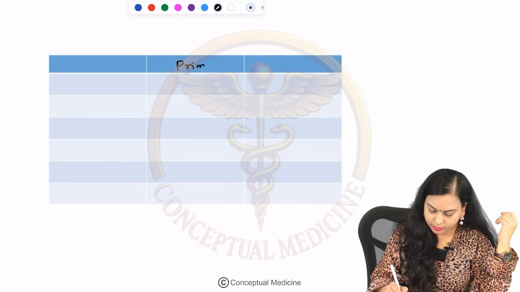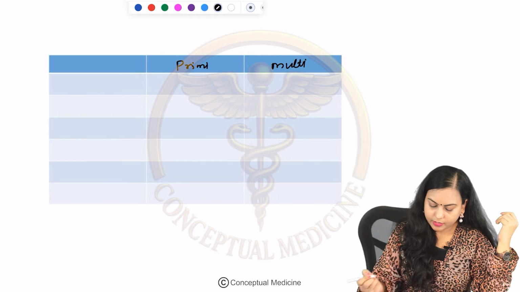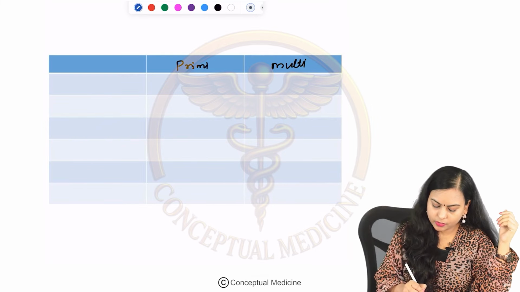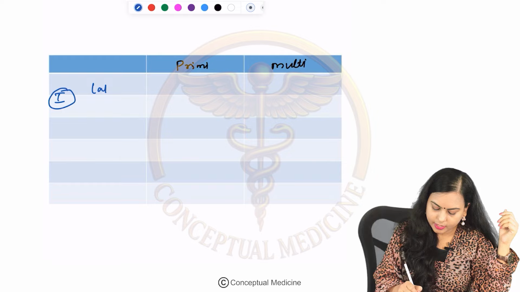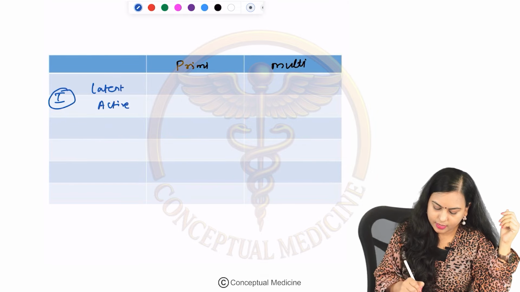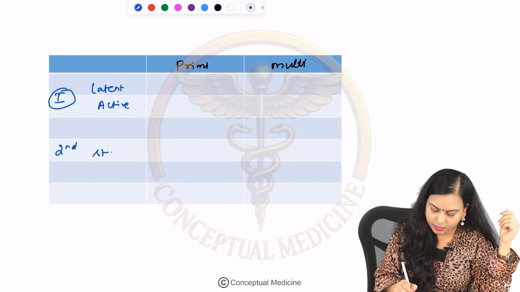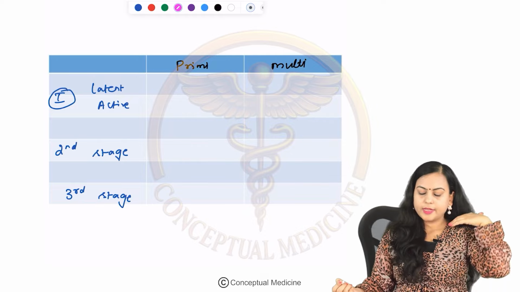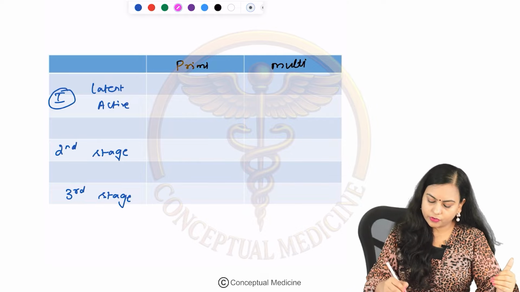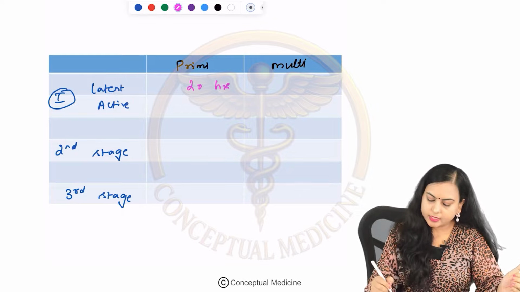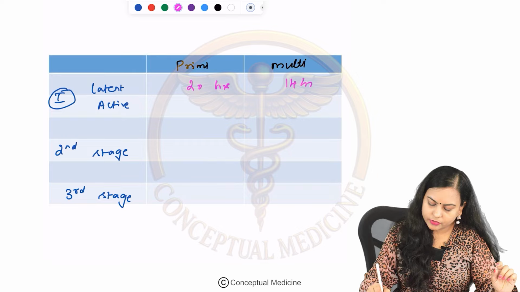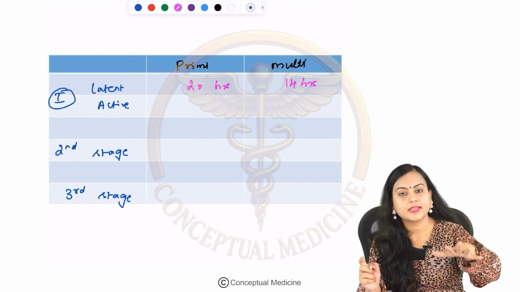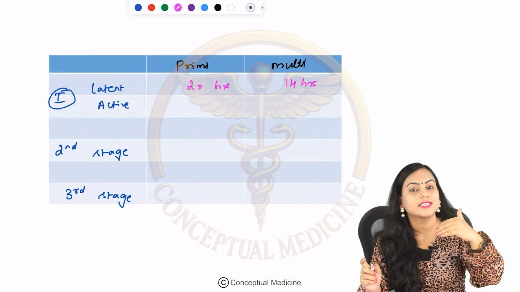So we have the primary gravida here, multigravida here, and the first stage is divided again into latent and active phase. So in the first stage we have latent phase and active phase, and we have the second stage here and third stage here, right? Yes. Now, in the primary gravida, the latent phase lasts for approximately 20 hours and in the multigravida, it is going to be 14 hours. Okay. So the first stage is from the onset of uterine contraction till complete dilatation of the cervix. Complete dilatation of the cervix means up to 10 centimeter dilatation of the cervix.